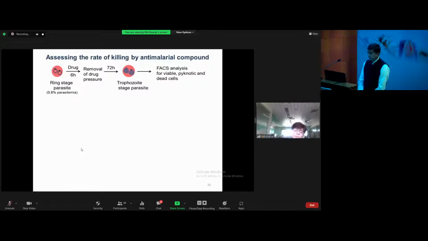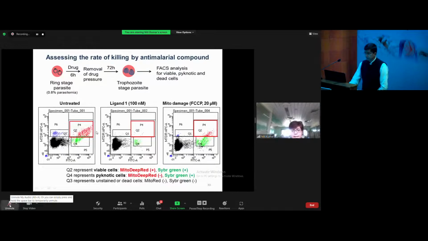It is similar to what the previous speaker had suggested for mixing of dyes for infected RBCs and uninfected RBCs. So we did FACS experiments, and the Q2 quadrant would be indicative of viable cells, that is, which is positive for mito-red and positive for cyber-green, whereas the pycnotic cells would be mito-red negative.